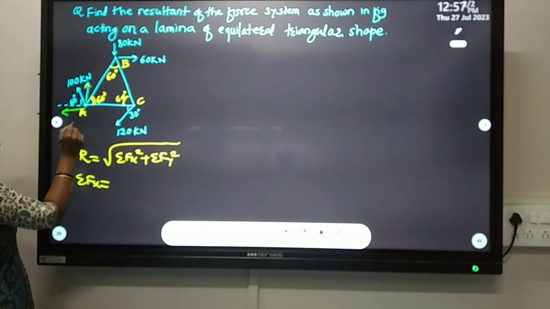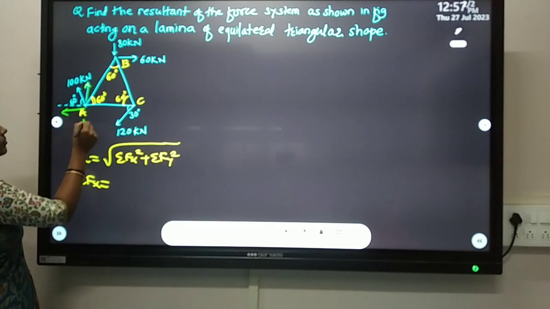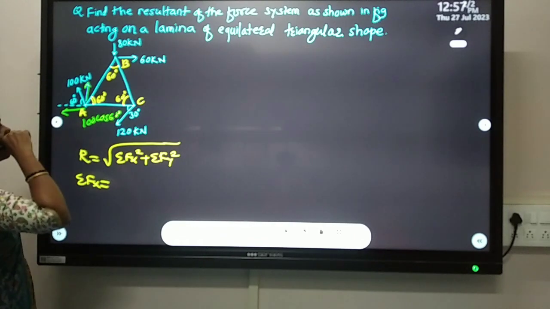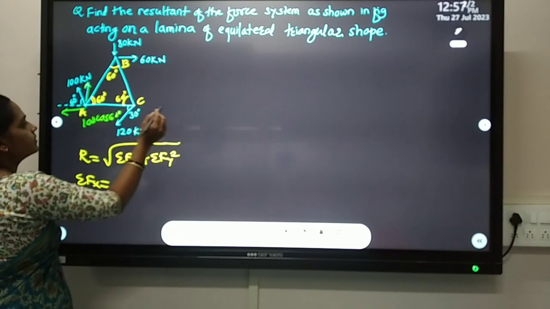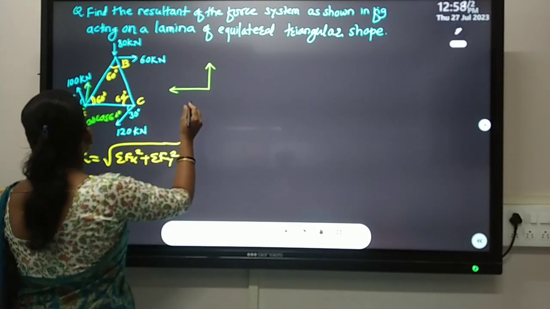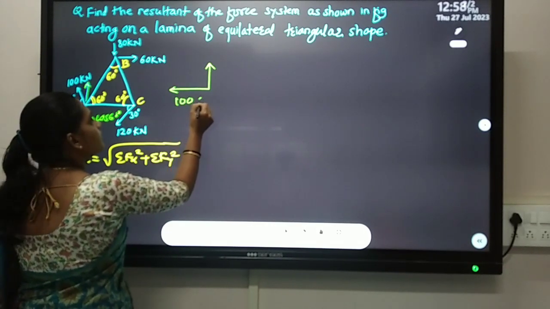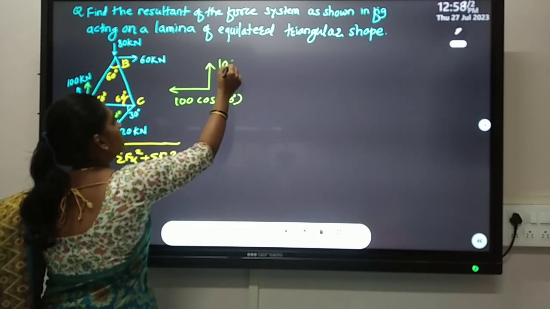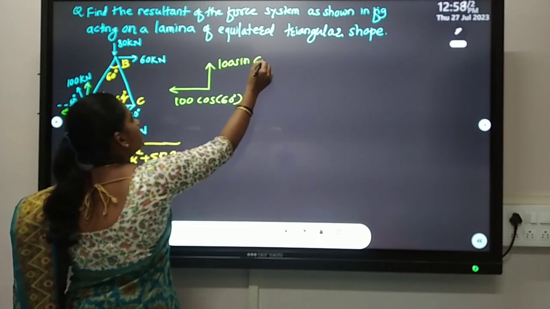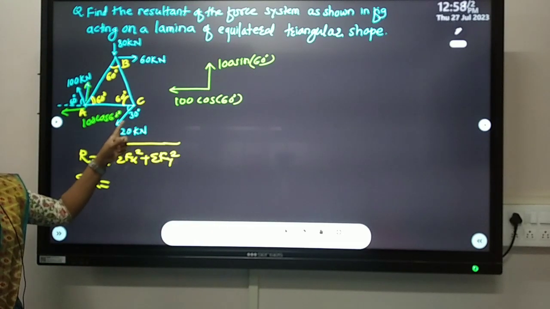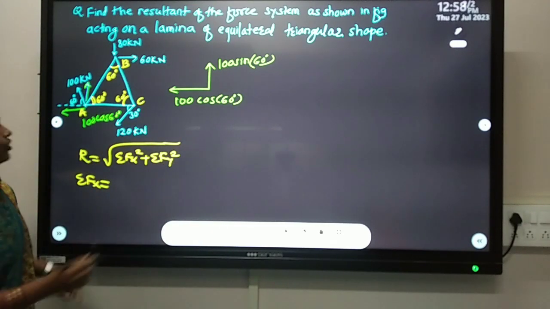This is 100 cos of 60 degree and the vertical component is, just I will resolve it here. This is 100 cos of 60 degree and this is 100 sin of 60 degree. Okay. Then again resolve this 120 Newton force.